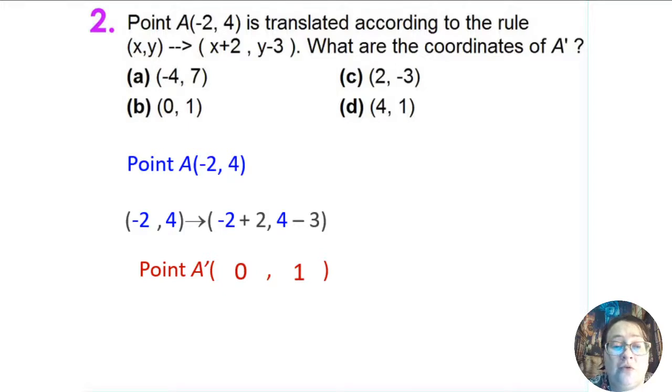So when we are given the rule, we have a little bit of a shortcut where we can just simply put the point in for x and for y and simplify.